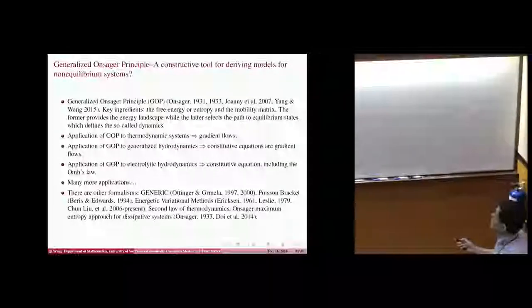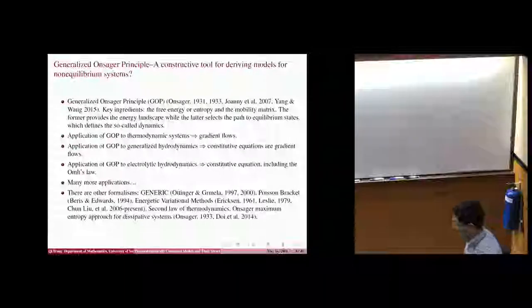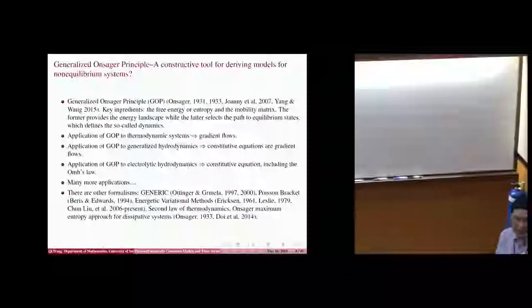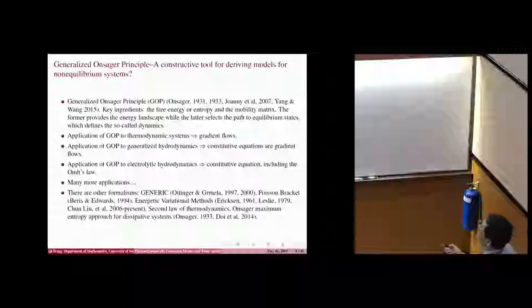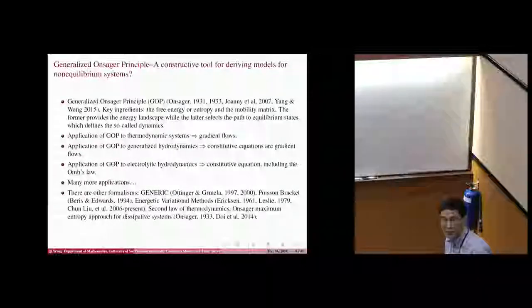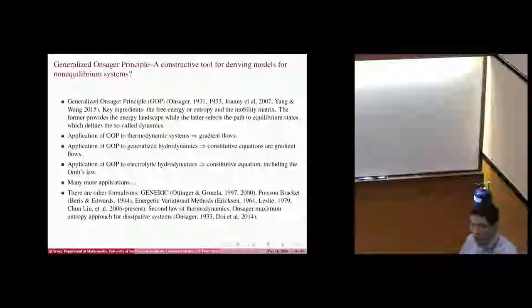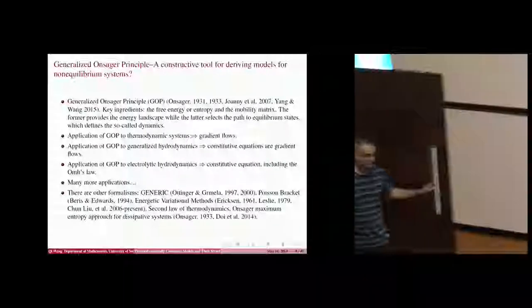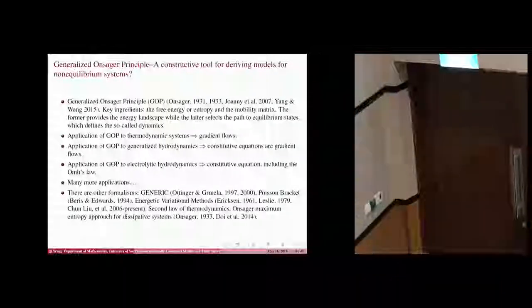So now let's define what I mean by generalized Onsager principle. I abbreviate this as GOP, even though it's not a good word in the US. This was first used by Onsager, so that's why we borrow his name, in 1931 and then 1933, in two or three papers. But it was brought to my attention by the French school, the Gennes school, in 2007. I think they are the first group of people to actively use this formulation to create models for active matter systems. And then we formulated this in a more rigorous way recently.